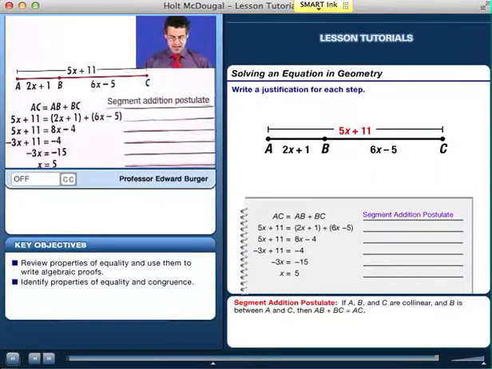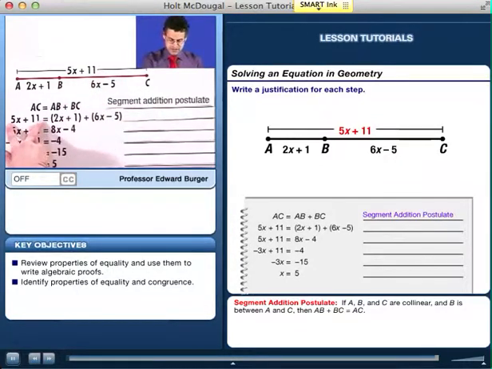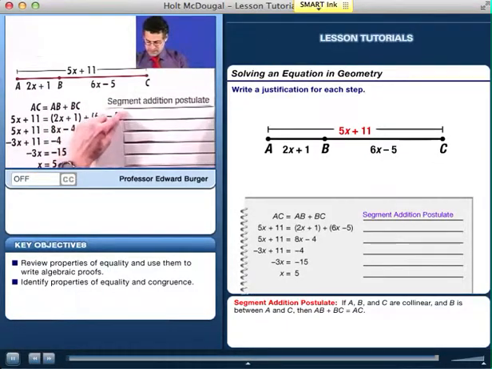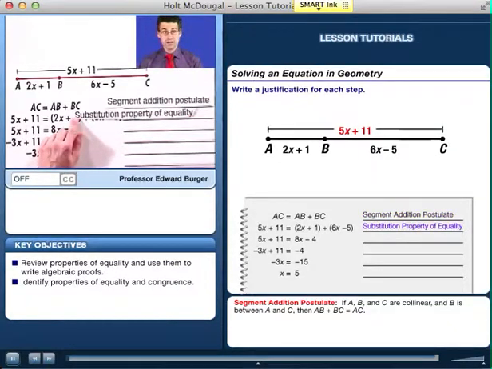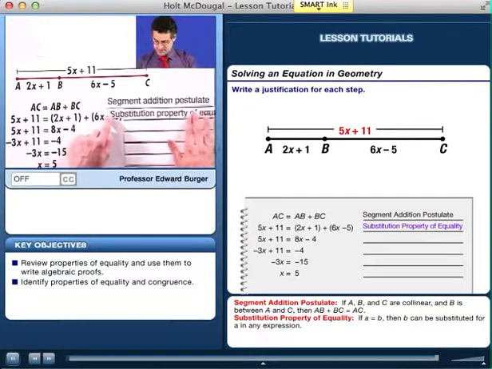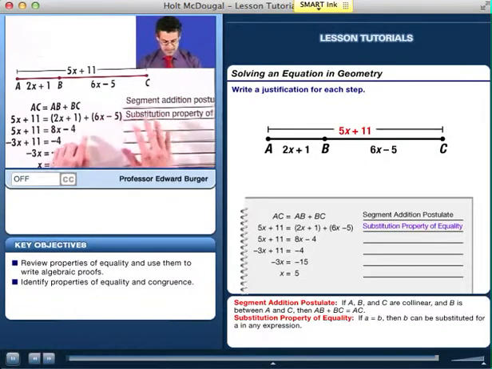The next thing we have is, well, what's happening here? Well, we're substituting in. So here we take that length of AC, 5x plus 11, and actually insert it here. And so we're going to now substitute this for here and this for here. And so what's that? Well, that's nothing more than, that's right, the substitution property of equality. The substitution property of equality. I'll slide that over here. Great. And what's the next step?